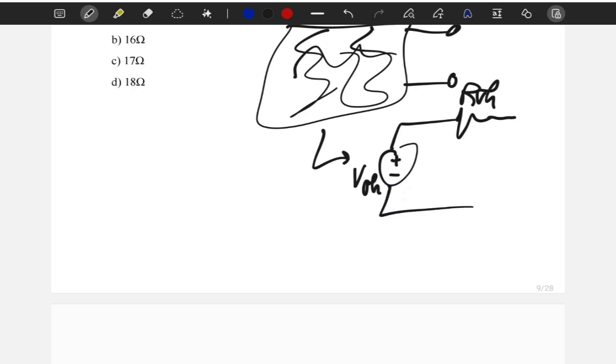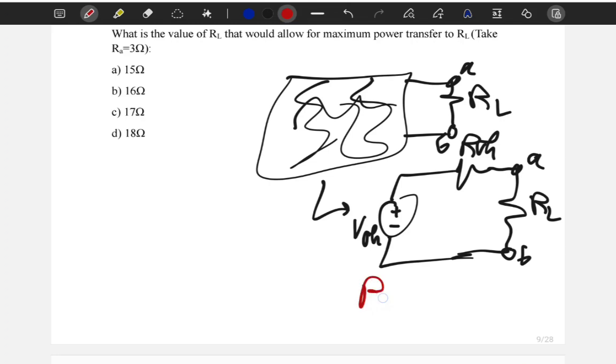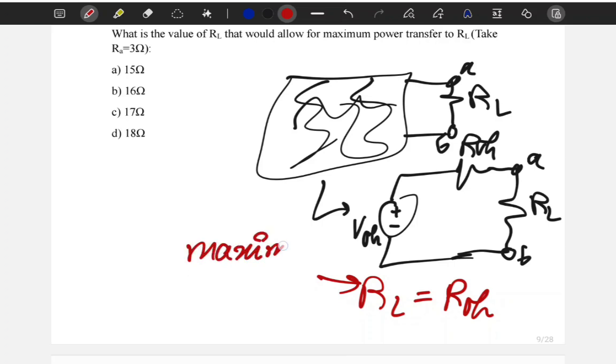The idea behind RL receiving the maximum power: if I connect RL here, this is equivalent to connecting RL across this open circuit, because here we have terminals A and B, and also here terminals A and B. So if I connect RL across A and B, we also connected it in the Thevenin equivalent circuit. So for RL to have maximum power, RL needs to be equal to R Thevenin. This is going to guarantee maximum power transfer.